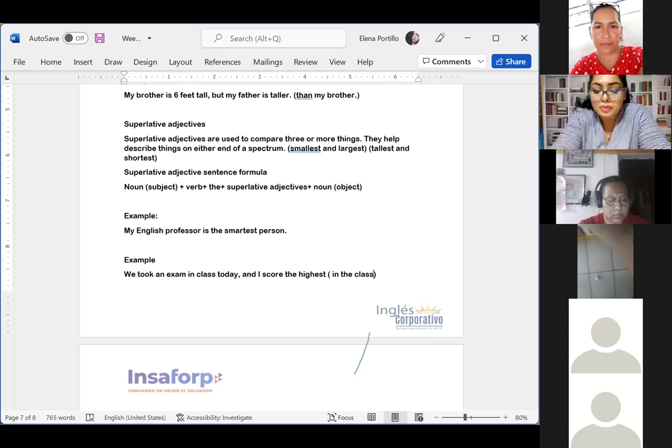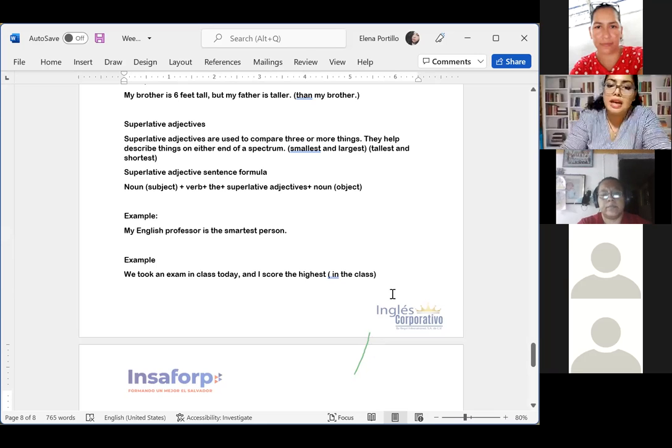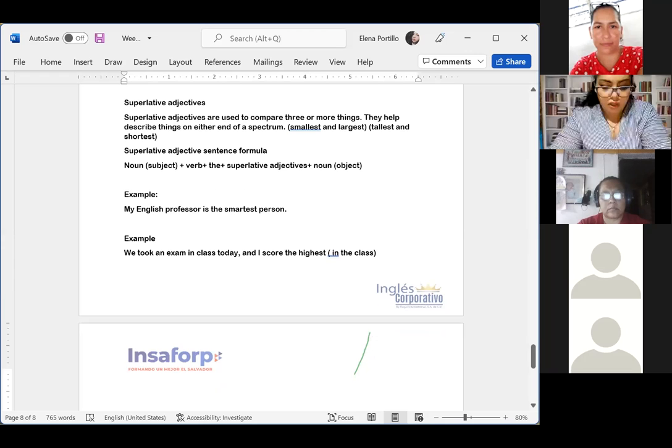So then we have creating comparative and superlative adjectives. We are going to talk about the creation of that kind of adjectives. So, creating comparative and superlative adjectives.